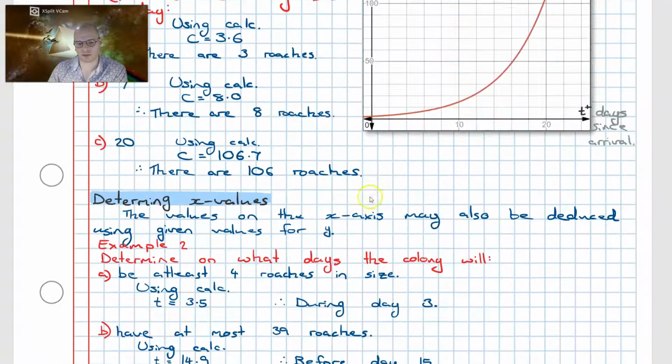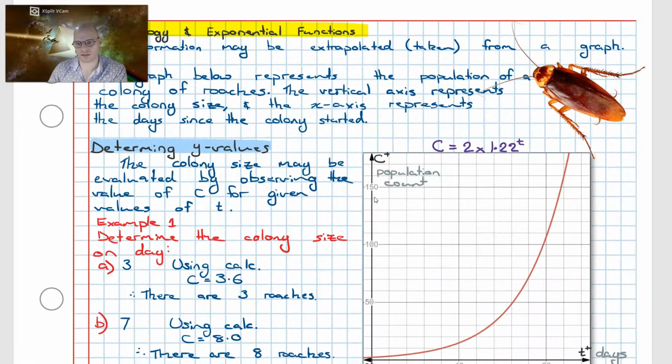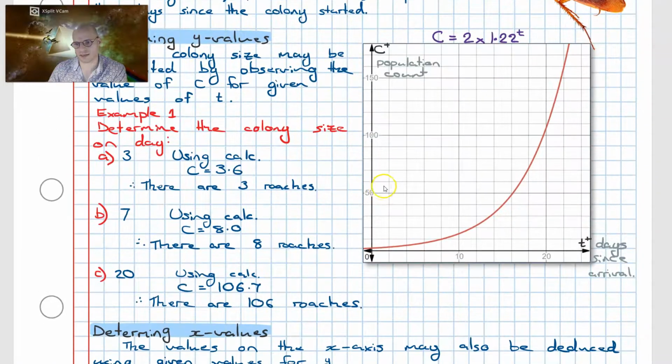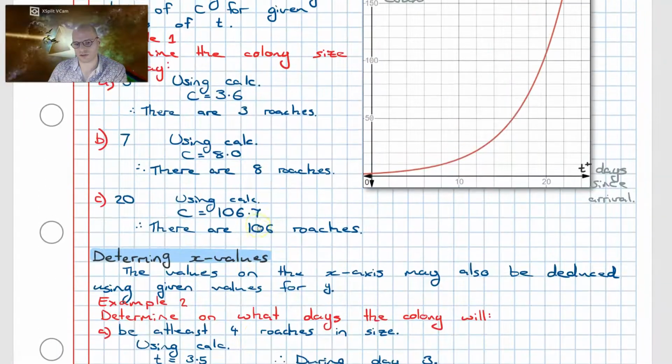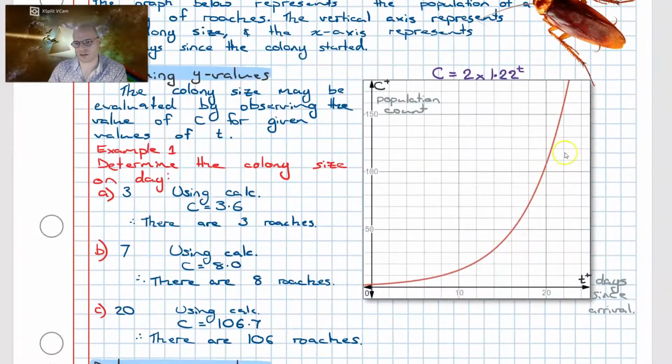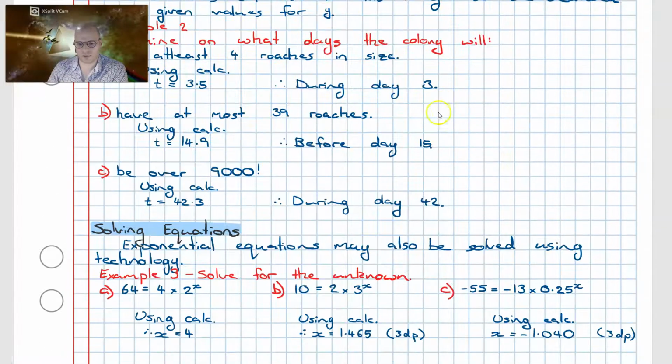Now in summary, what we had a look at in this video was, firstly, how we can use our technology, so our calculators, to be able to extrapolate values of y given values of x. We then had a look at how we can extrapolate values of x given values of y, so shown over here. We also had a look at how we can graph exponentials in our calculators and set up our V-Window. And then finally we had a look at how we can solve equations involving exponentials using our calculators.